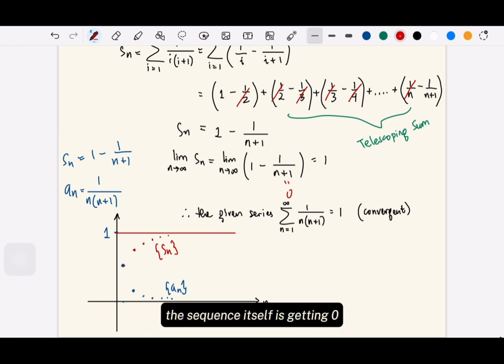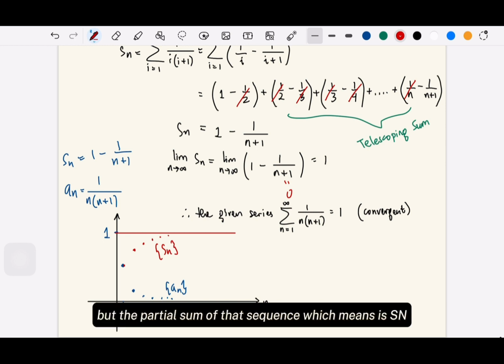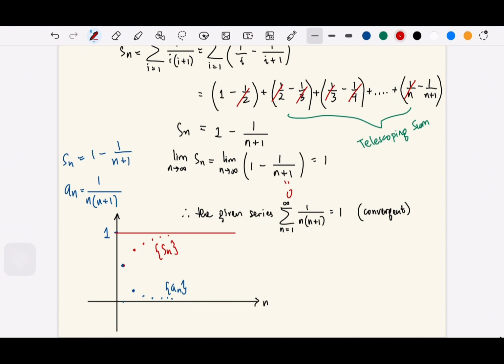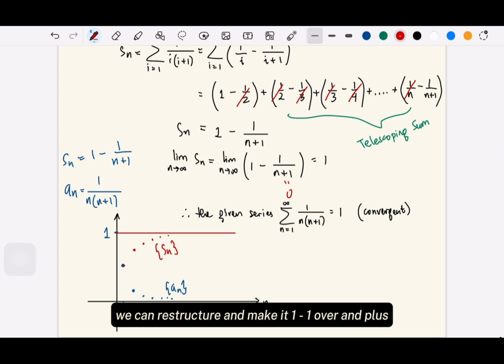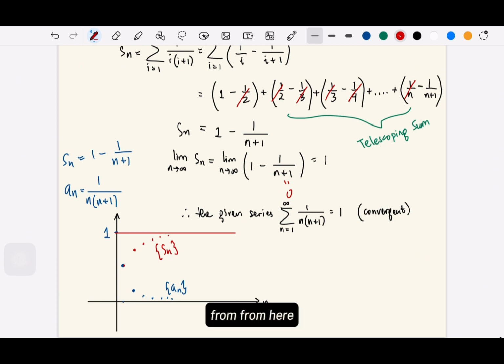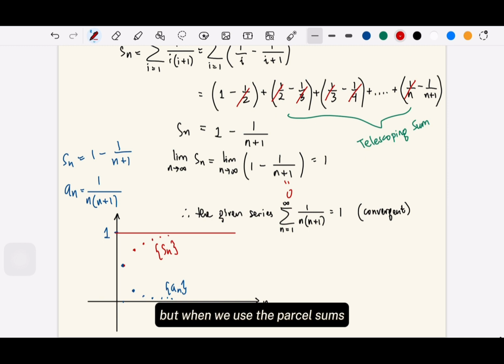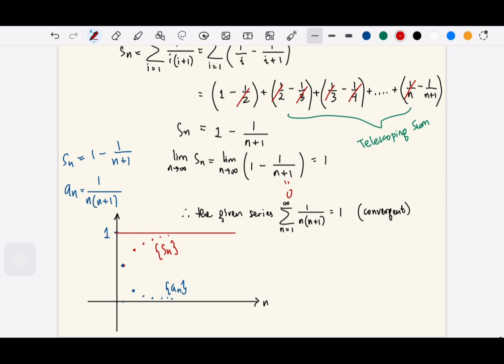The sequence itself is getting to zero, but the partial sum of that sequence, which means this Sn, we compute the S1, S2, S3, and it becomes another sequence. And we can restructure and make it 1 minus 1 over n plus 1, from here. And you will see the difference. The an is getting to zero. But when we use the partial sums, it's getting closer to 1.